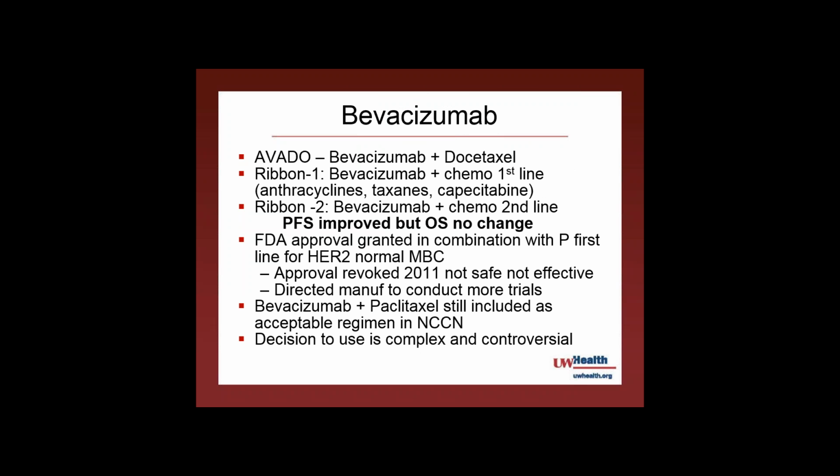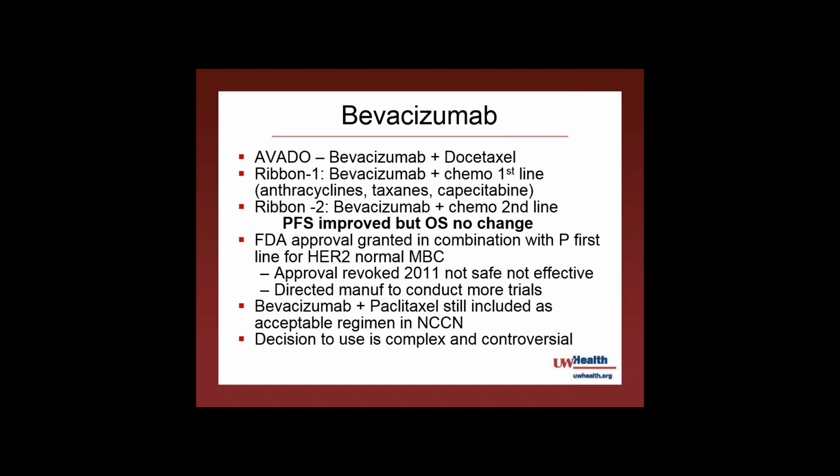Bevacizumab, I have to have one slide on there because I think it's important historically to know what happened with bevacizumab in breast cancer. There were a couple trials, the Avado trial and the Ribbon 1 trial and the Ribbon 2 trial. Progression-free survival was demonstrated in the Ribbon 2 trial, but overall survival there was no difference, and it was bevacizumab plus second-line treatment. Ribbon 1 was first-line treatment. But the FDA granted approval for bevacizumab for metastatic breast cancer, first line, for HER2 normal patients only, or negative, if you want to call it that.